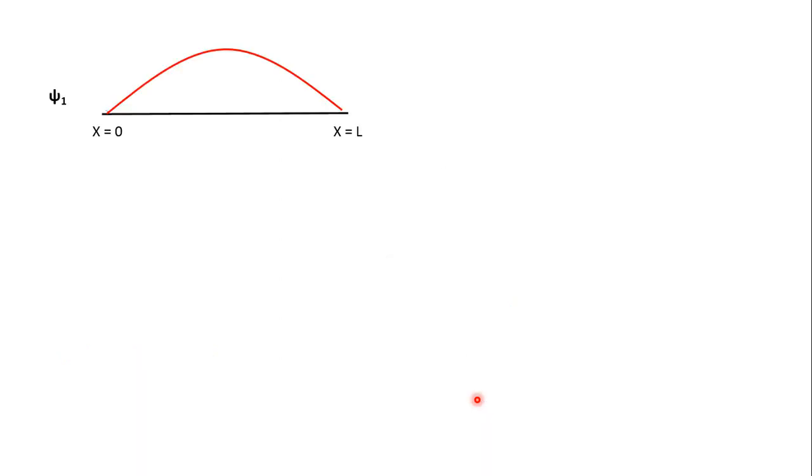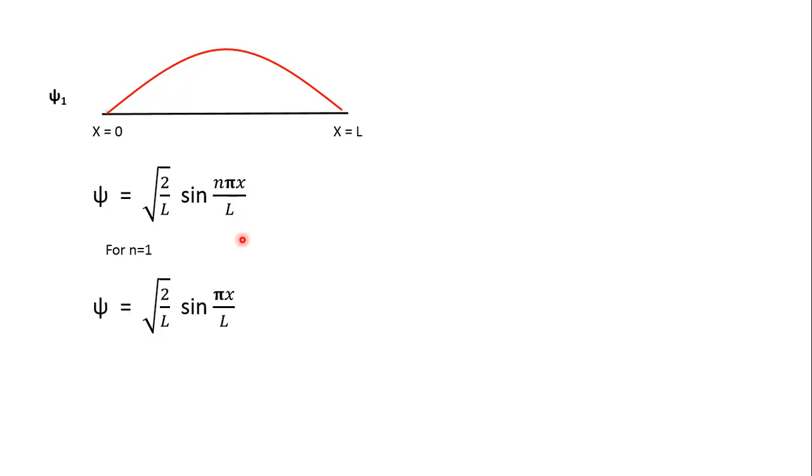Now let us look at the graph we get by plotting psi versus x. First we will consider the expression of the Eigen function root 2 by L sin n pi x by L when n is equal to 1. When n is equal to 1, we will get root 2 by L sin pi x by L.